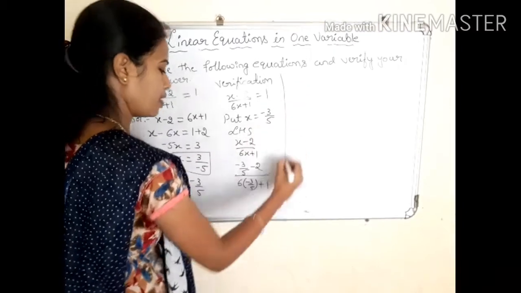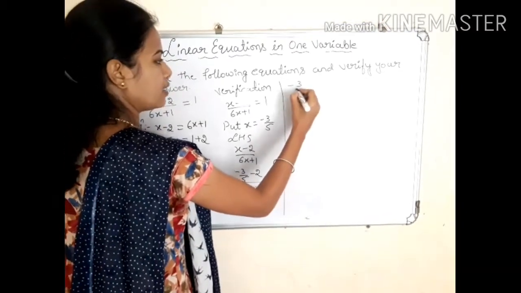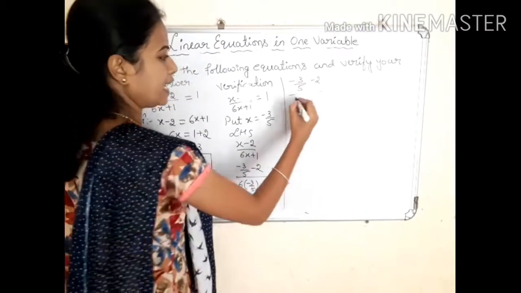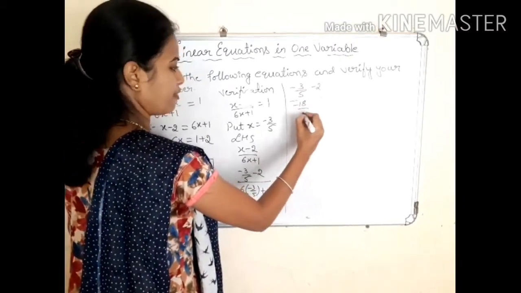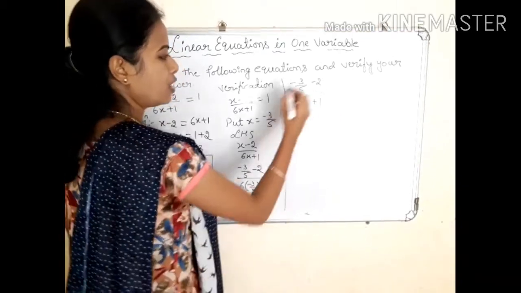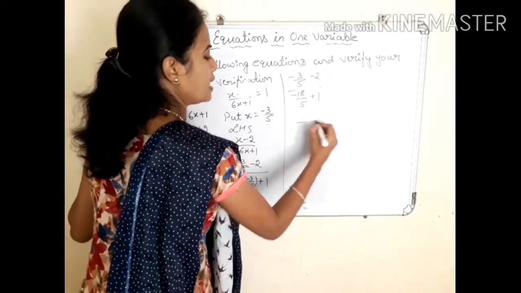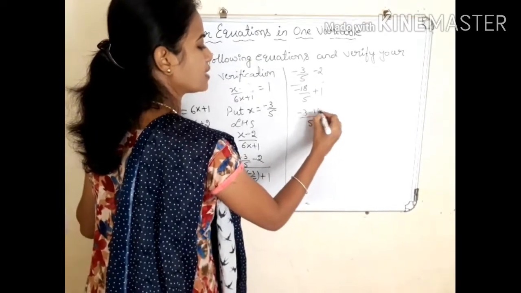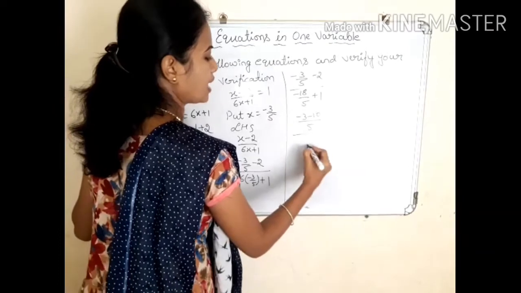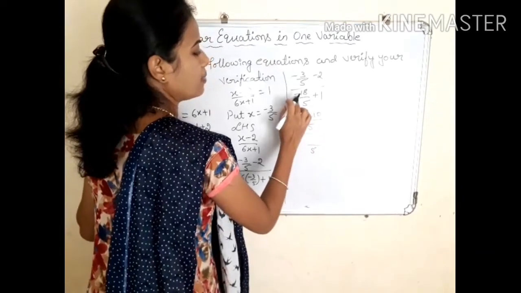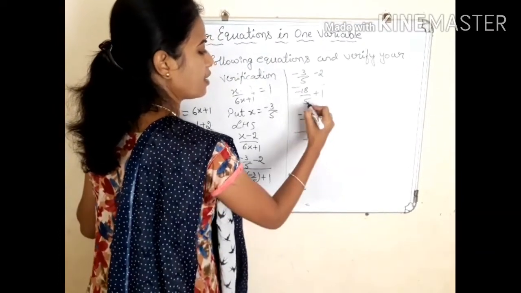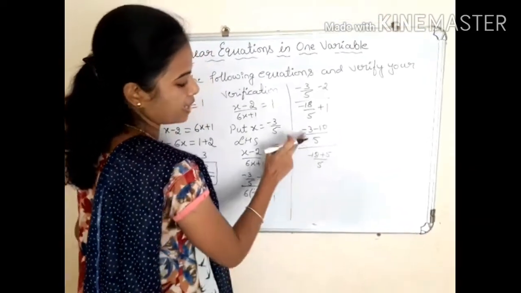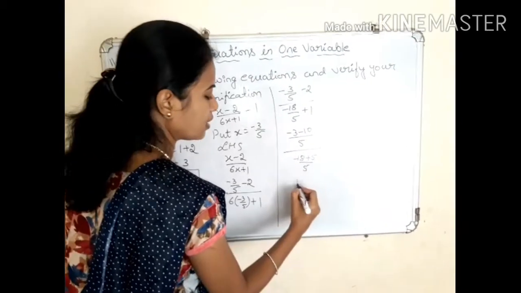The next step. Minus 3 by 5 minus 2 write as it is. 6 3s are 18. Minus 18 divided by 5 plus 1. In the numerator take LCM. LCM is 5. Minus 3. 5 2s are 10. Minus 10. Whole divided by. Again LCM is 5. Minus 18 write as it is. 5 1s are 5 plus 5. Minus into minus plus. 10 plus 3 is 13.